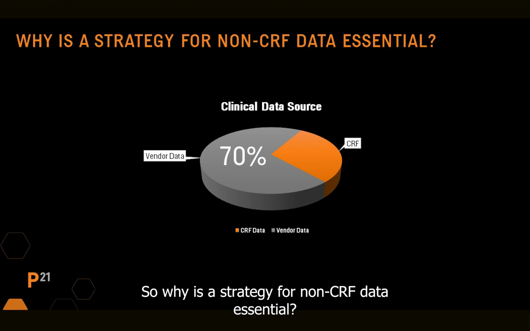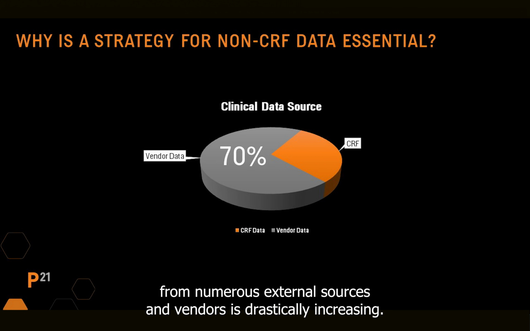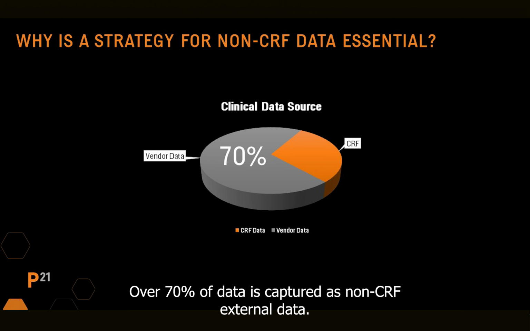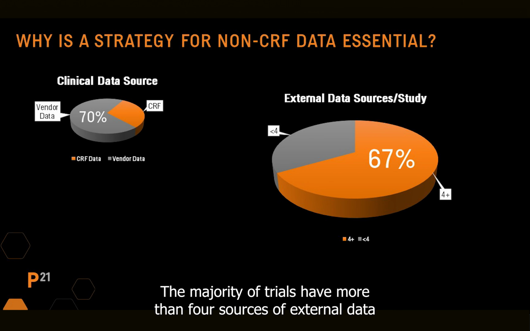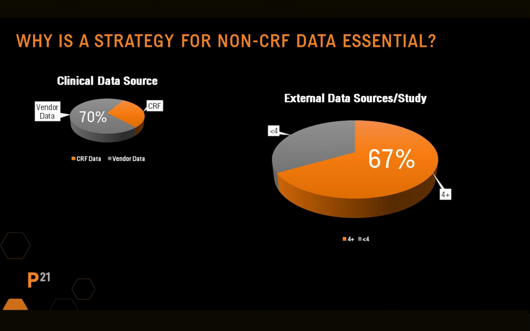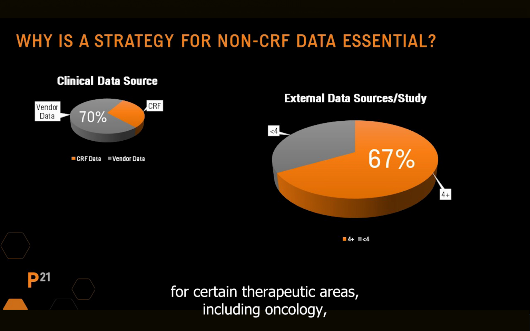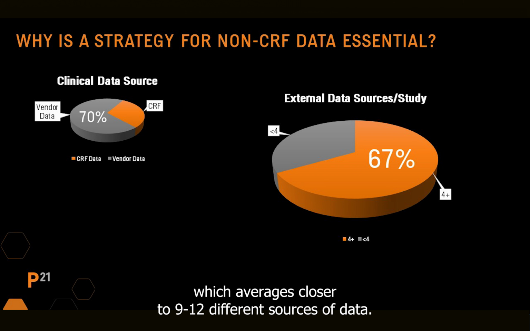So why is a strategy for non-CRF data essential? The volume and complexity of data coming in from numerous external sources and vendors is drastically increasing. Over 70% of data is captured as non-CRF external data. The majority of trials have more than 4 sources of external data. For certain therapeutic areas, including oncology, that number averages closer to between 9 and 12 different sources of data.